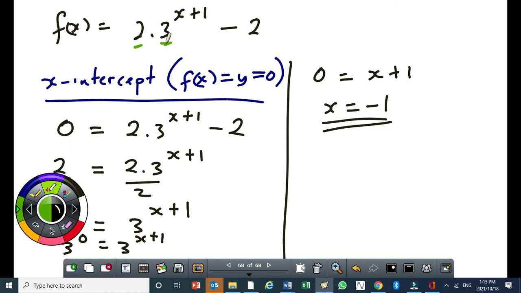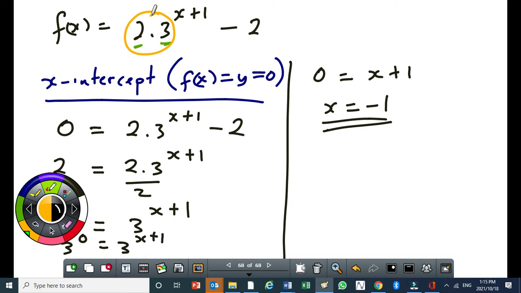Okay? So these two values are the ones that will help me to know whether the asymptote is going to be above the curve or going to be below the curve. Also, whether the function, when I draw it, goes up like this or goes up like that. It's determined by the value of a and the value of b.